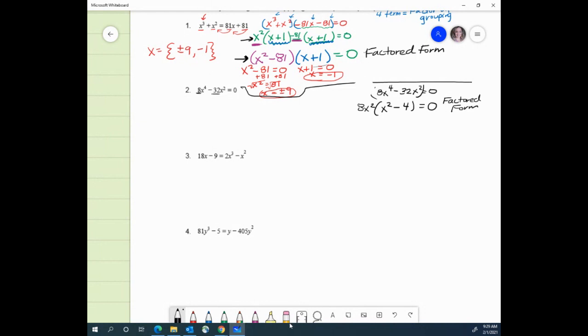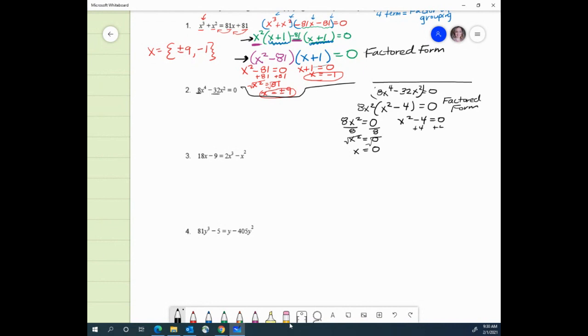So again, from factored form to solutions, split them apart, set them equal to 0, and solve. So 8x squared equals 0. X squared minus 4 equals 0. So here, divide by 8, and x squared equals 0. 0 divided by 8 is 0. And if I take the square root of both sides, x equals 0, because the square root of 0 is just 0. Now, I don't have to use the plus or minus here, because 0 is neither positive nor negative.